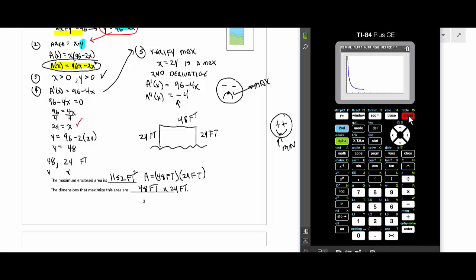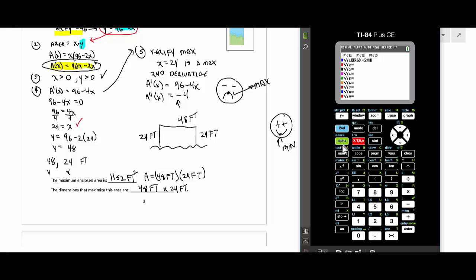you don't need to do this. I just want to show you what happens. Whoa, did I put the wrong thing in? Yeah, I didn't even put my function in. So you need to put in 96x and then minus 2x to the second.